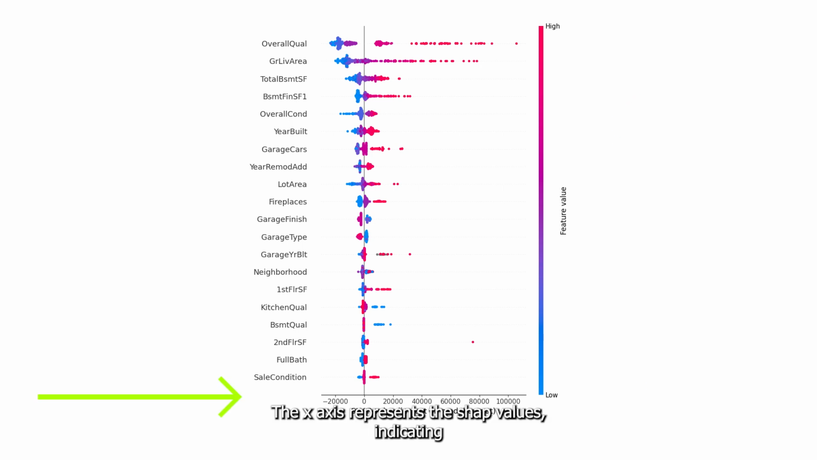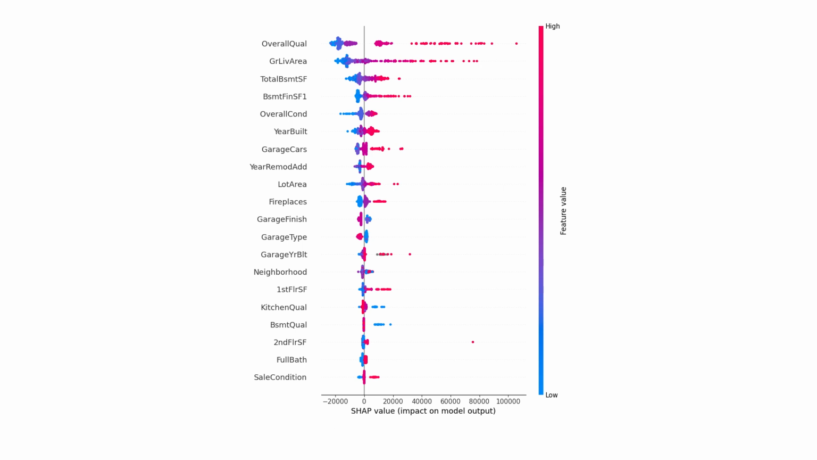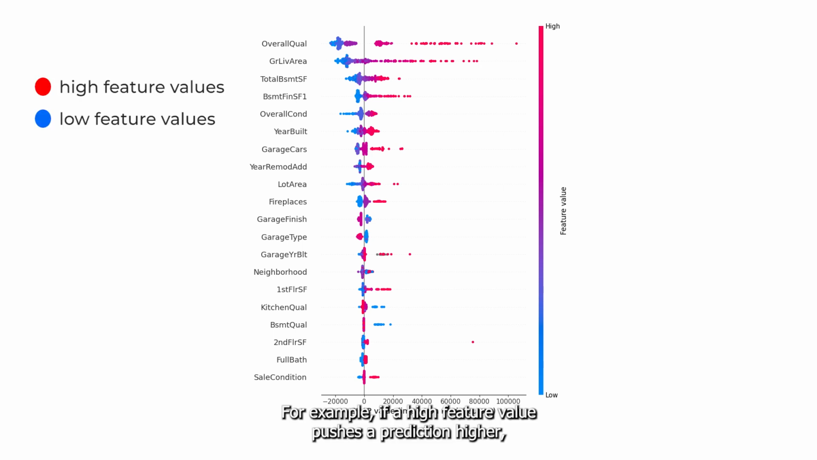The x-axis represents the SHAP values, indicating how much a feature pushes the prediction away from the baseline. Positive SHAP values push the prediction higher, while negative values push it lower. Each dot on the plot represents a SHAP value for a feature for a specific sample. The color of the dot indicates the value of the feature for that sample, with red indicating high feature values and blue indicating low feature values. For example, if a high feature value pushes the prediction higher, you will see red dots clustered on the right side of the plot for that feature.